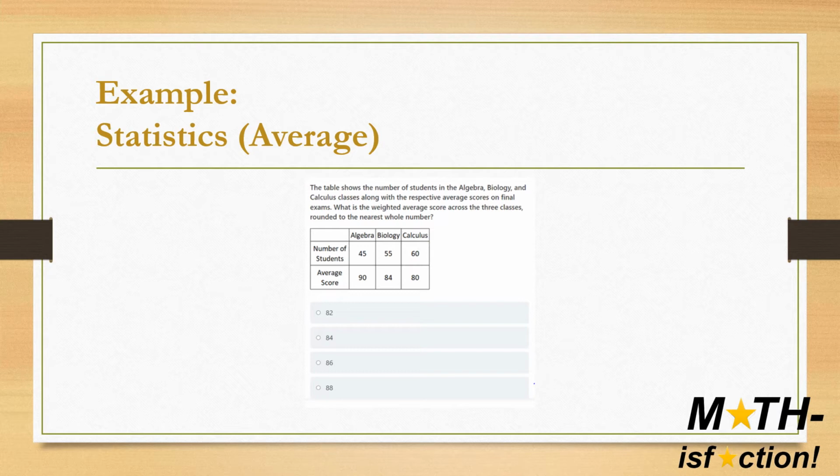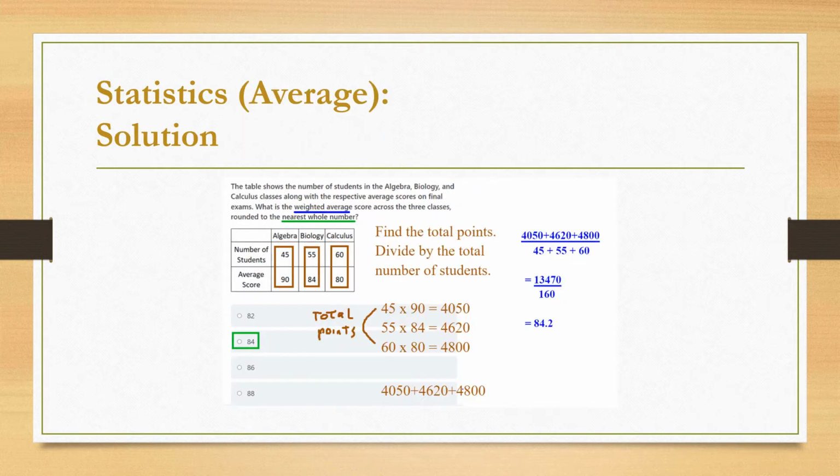Here's a second example for mean or average. They are synonymous. The table shows the number of students in the algebra, biology, and calculus classes along with their respective average scores on final exams. What is the weighted average score across the three classes, rounded to the nearest whole number?